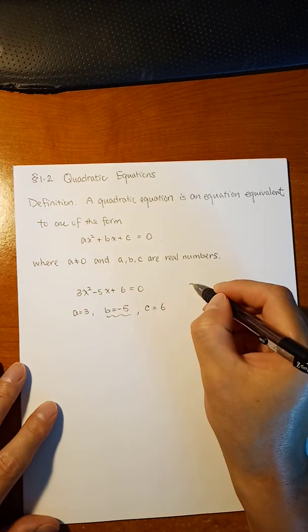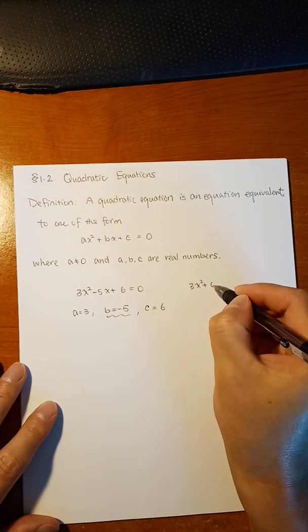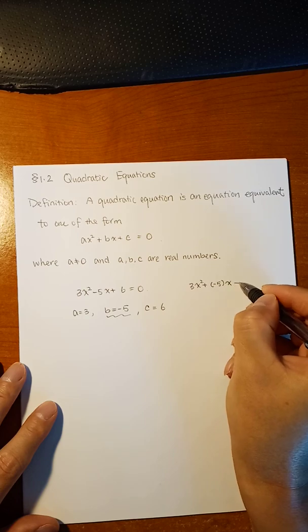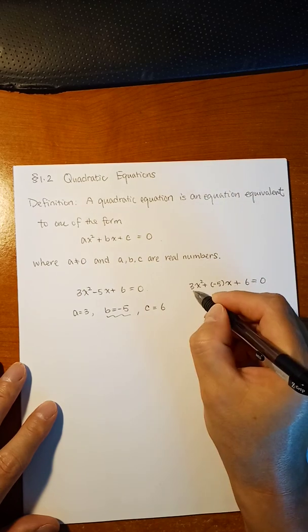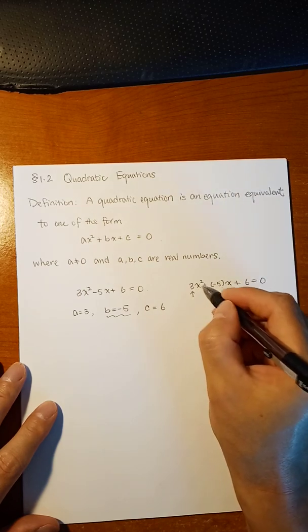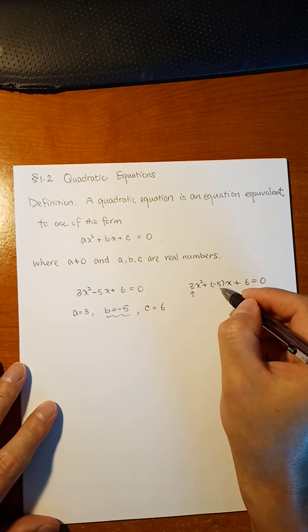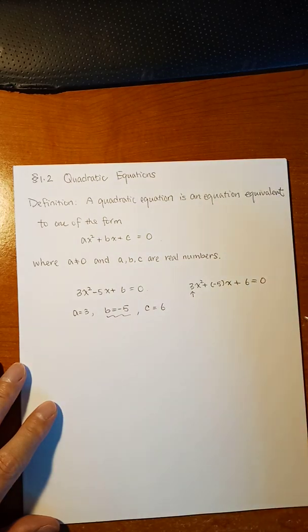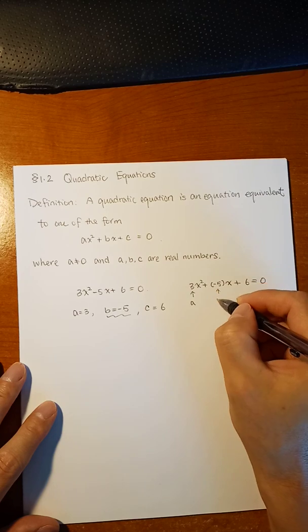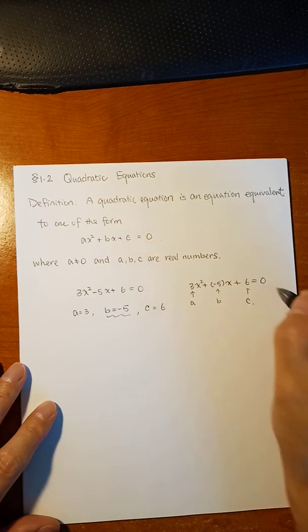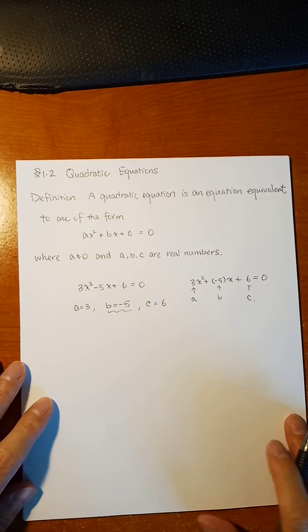It's actually like this. 3x squared, this is a. Plus b times x, so b is negative 5, and plus c. Okay, so this is a, this is b, and this is c. Just be careful about this situation.